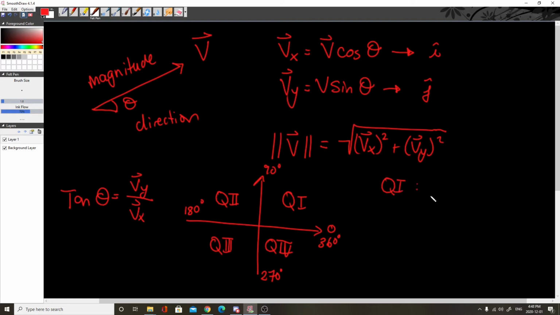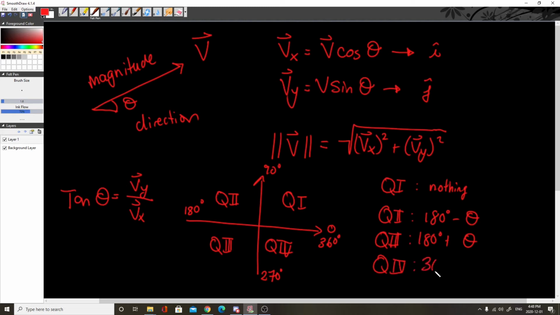In quadrant 1, your angle is going to be whatever angle that you've gotten here. So you have to do nothing to get your full direction. In quadrant 2, you have to take 180 degrees and subtract the theta from that to get your direction. Quadrant 3, you need to do 180 degrees plus theta. And in quadrant 4, you need to do 360 minus your theta to get your direction.